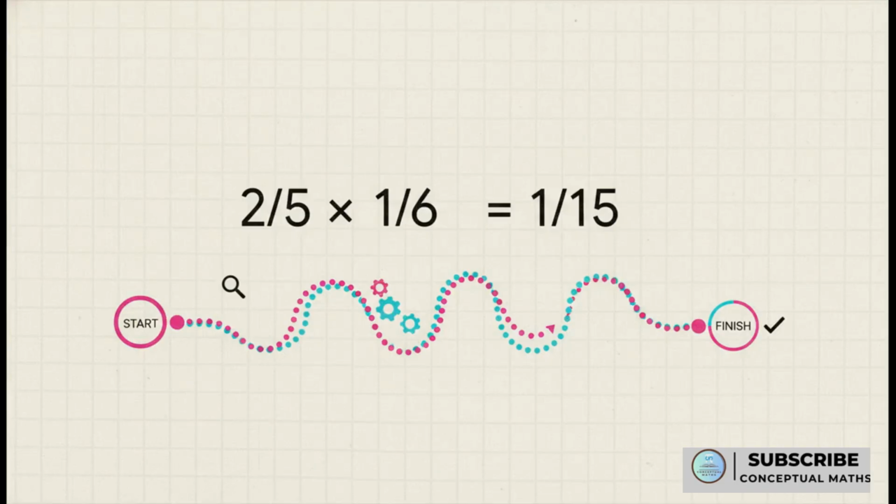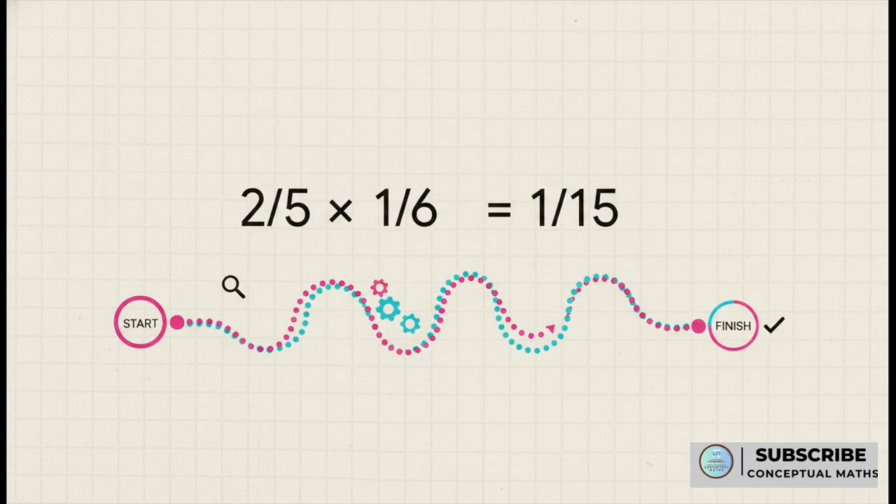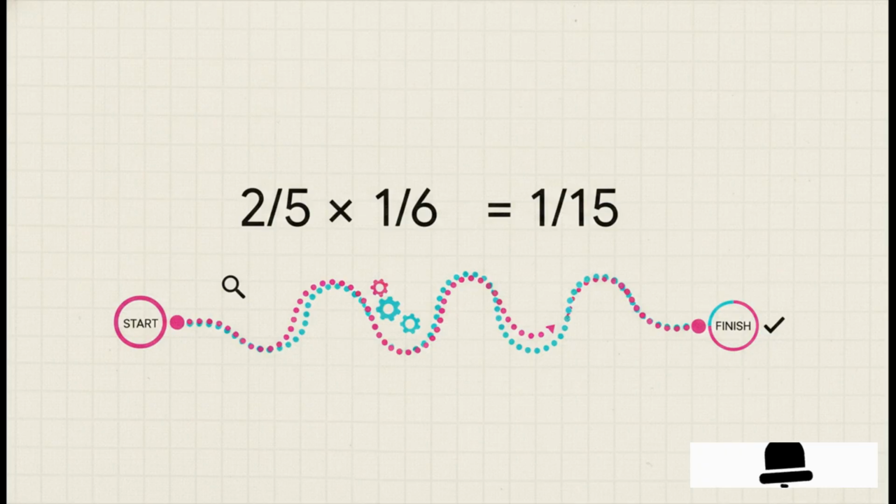Just to quickly recap that one, we started out looking for 2/5 of 1/6. We swapped the of for a times sign, multiplied straight across, caught that we needed to simplify, and landed on our polished final answer, 1/15. It's incredibly satisfying to see that whole logical chain laid out from start to finish.